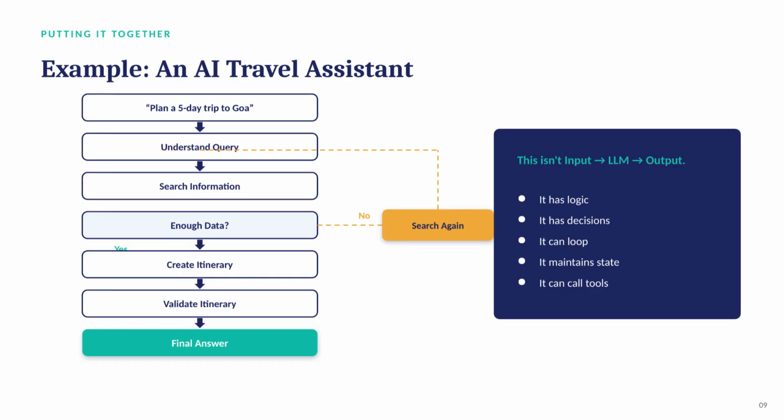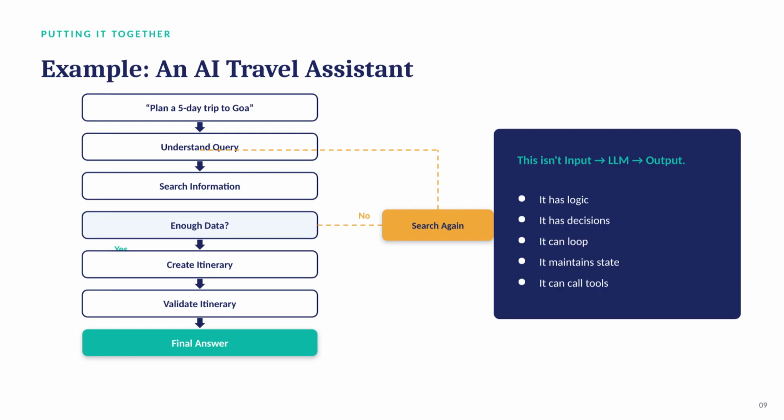This isn't just input, then LLM, then output. It has logic, it has decisions, it can loop, it maintains state, and it can interact with tools. That's exactly the kind of application LangGraph is built for.